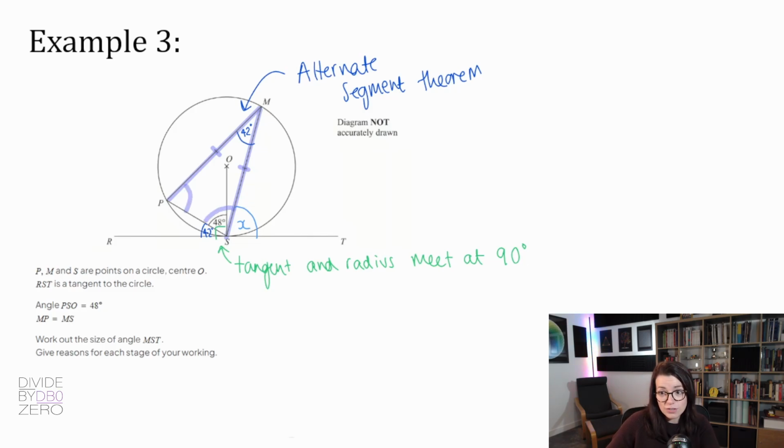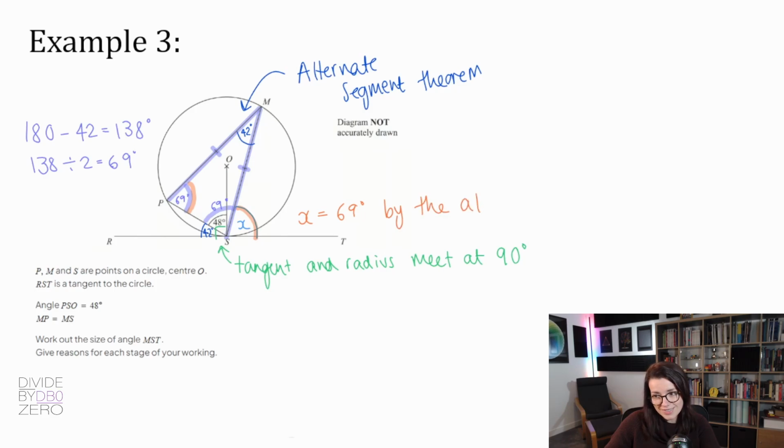We can find those two angles by just doing angles inside a triangle again. So let's do 180 take away 42, which gives us 138. And then splitting that 138 equally between the two base angles would be 138 divided by 2, which is 69. Okay, so that's 69, and so is that. Finally, now we can actually apply the alternate segment theorem again, because this angle will be equal to this angle, and that's the one we want. We want x. So we can say x equals 69 degrees by the alternate segment theorem.